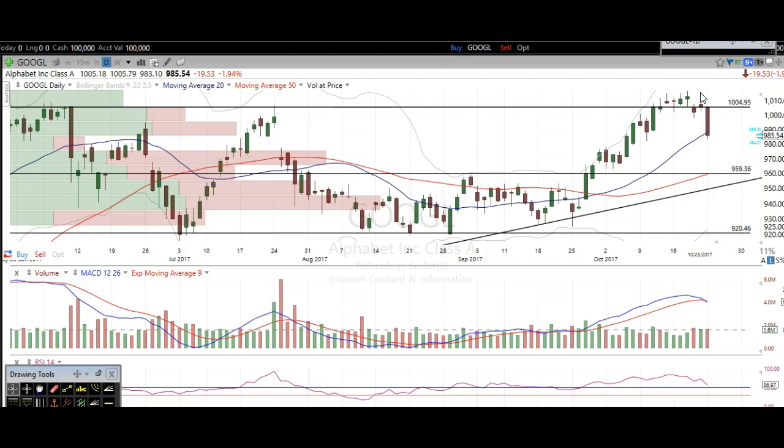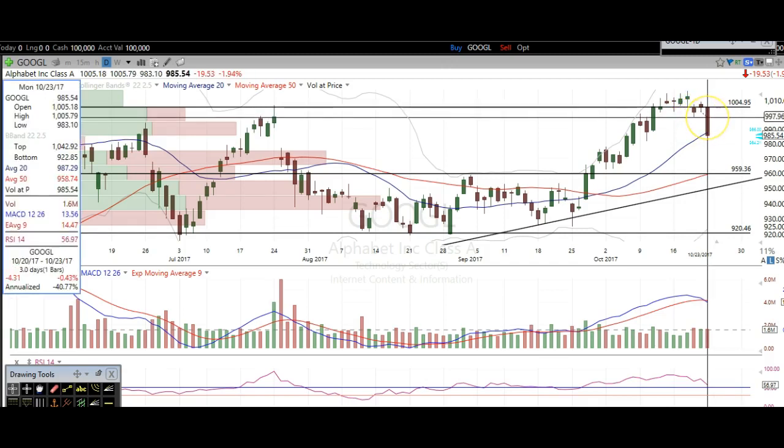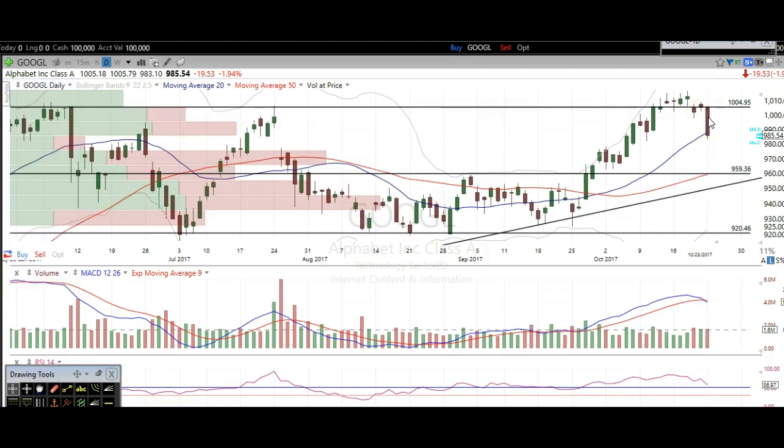The last video we did on Google, we said that if it breaks this low right here, then it's going to be a short. All right, so we broke that low. As you can see, headed much lower. We're already about $12 lower than where we were starting at this low right there. So congrats if you followed along on that short trade.